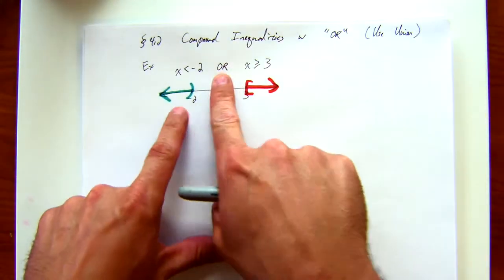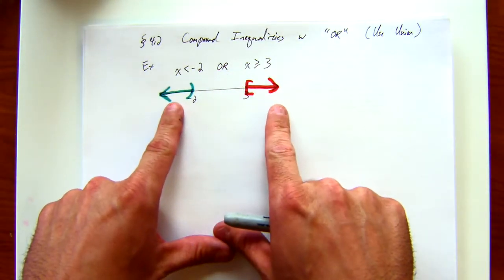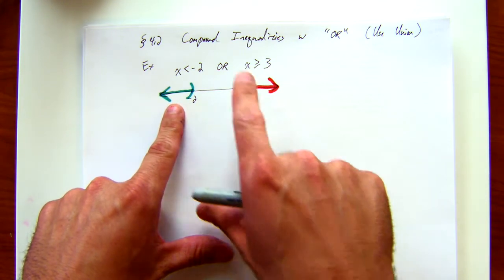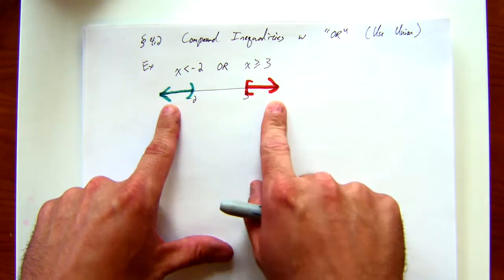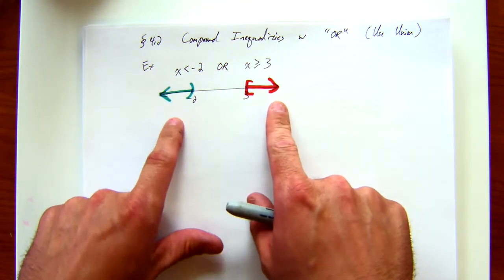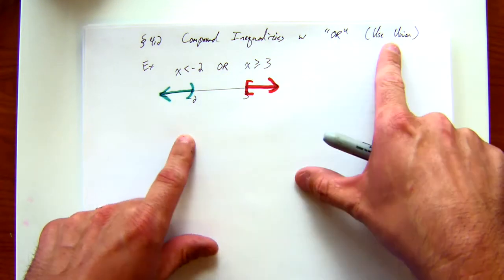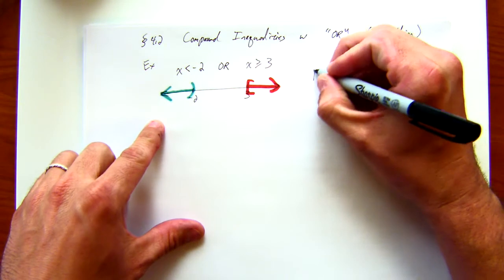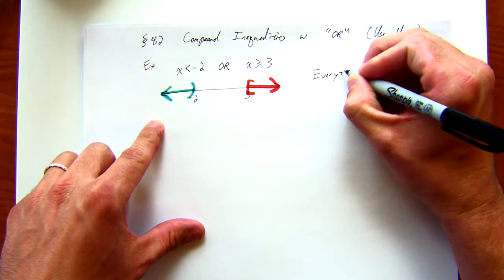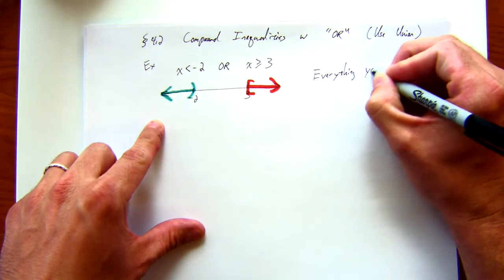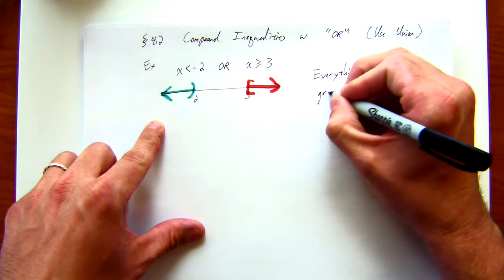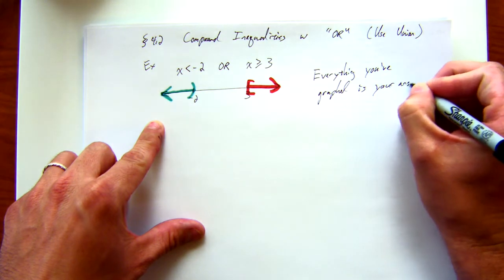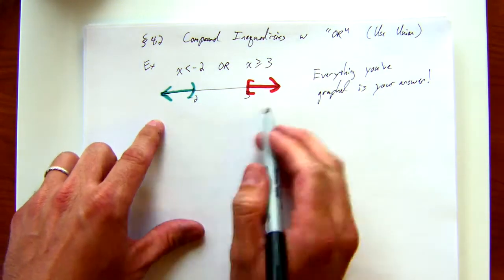If this were an "and," what would be the intersection of these two? There would be none. If this were an "and," there would be no intersection, and hence there would be no solution. But this is an "or," so we use the union, and everything that you've graphed is your answer. Okay, so that is your answer right there.